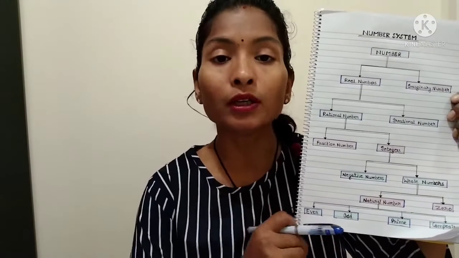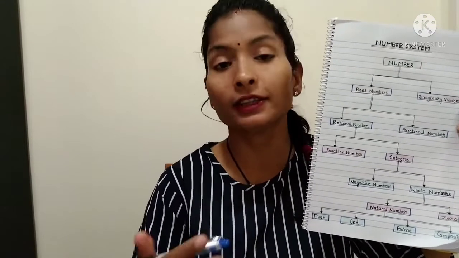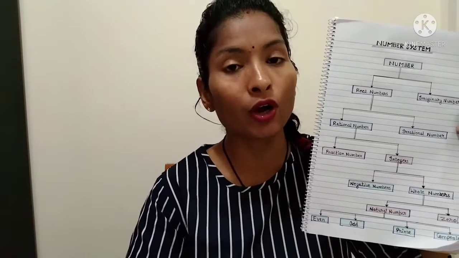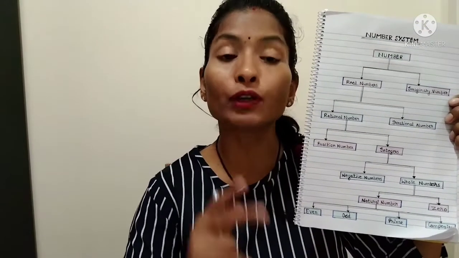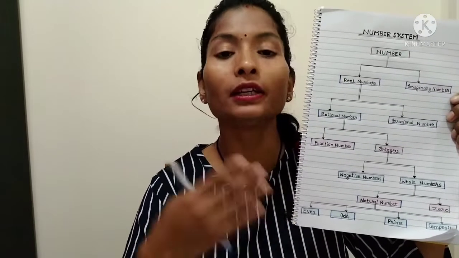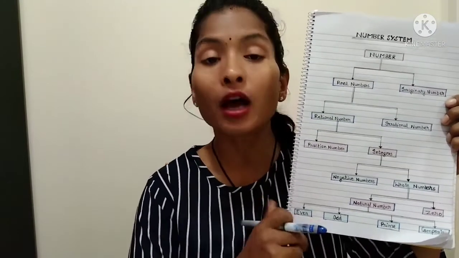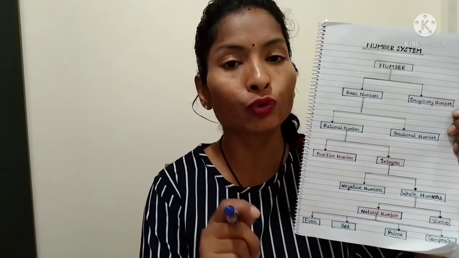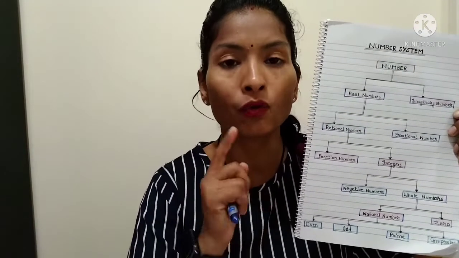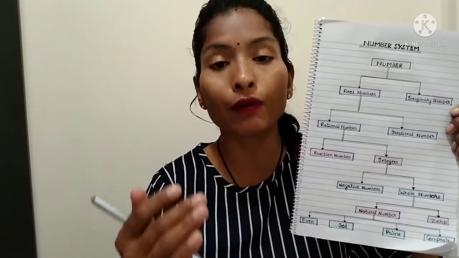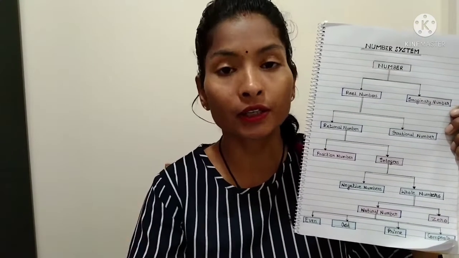Next is odd numbers. Those numbers which are not divisible by 2 are known as odd numbers. For example, 1, 3, 5, 7, 11. All these are odd numbers. Third is prime numbers. Those numbers having 2 factors, 1 and the number itself, are known as prime numbers. For example, 2. 2 is the smallest even prime number. It has only 2 factors, 1 and 2. 3, 5, 7, 11, 13, all these numbers are called prime numbers.